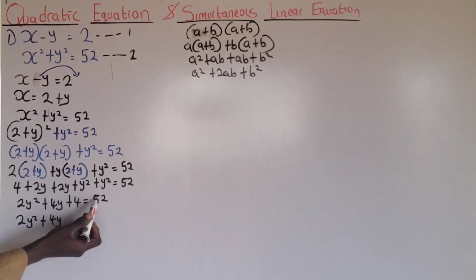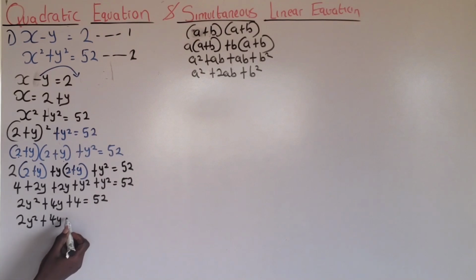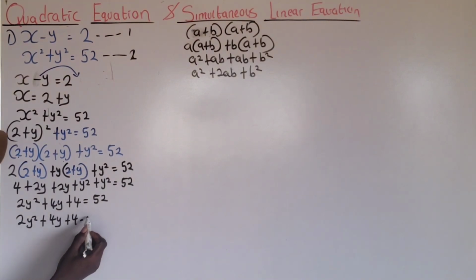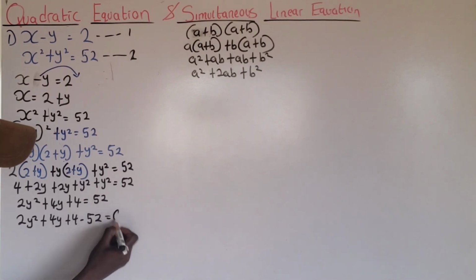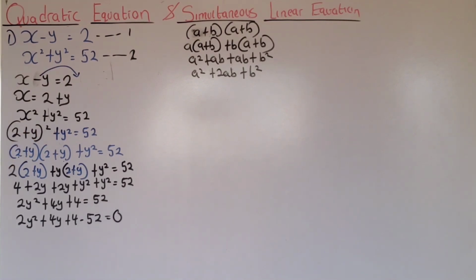Now, I'm going to move this 42 to the left-hand side of the equation. So, I'm going to have plus 4y plus 4 minus 52. Okay? Because if the 52 crosses the equals to sign, the sign is going to change to a negative number. That will be equals to what? Equals to 0. Okay? Now, we have gotten to this point.